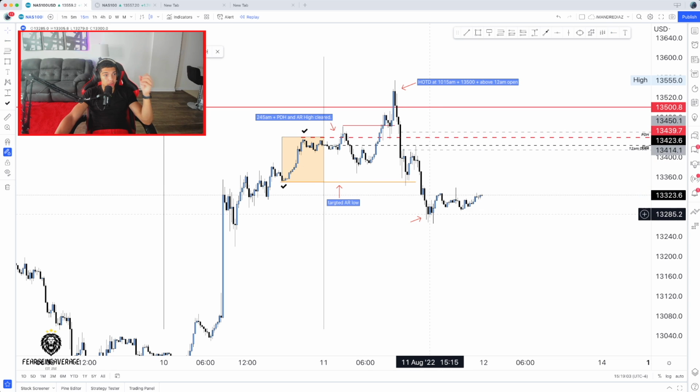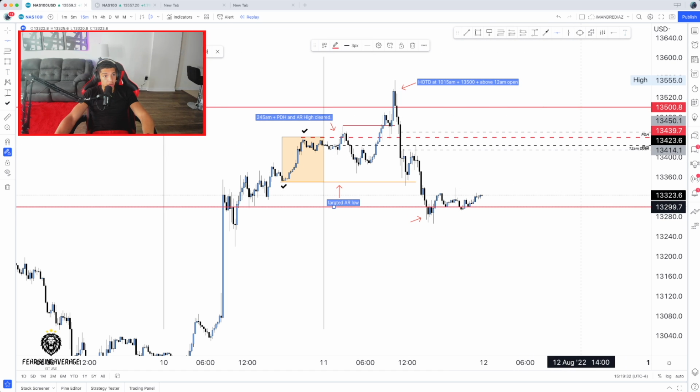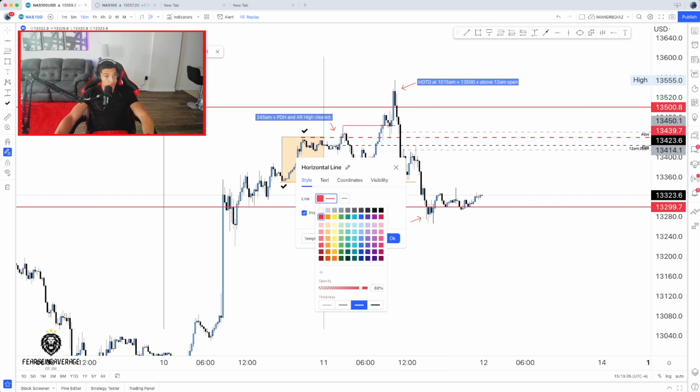Kind of came back down, came lower, ended up making this low of the day. At what time? We got the low of the day at 15:45, which is 3:45 p.m. We didn't tap into the 250 quarter point, but we did stay right above this 13,300 right here.